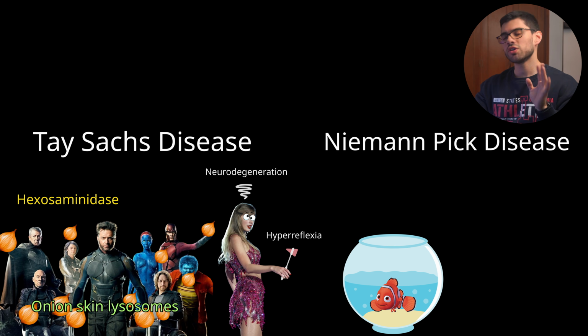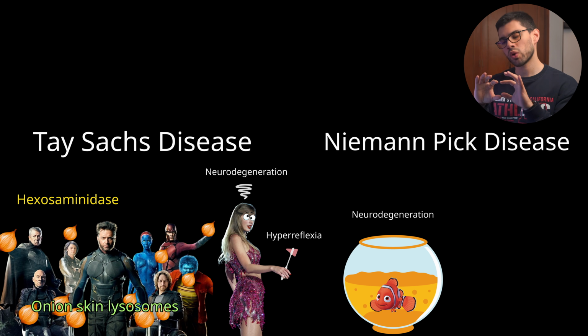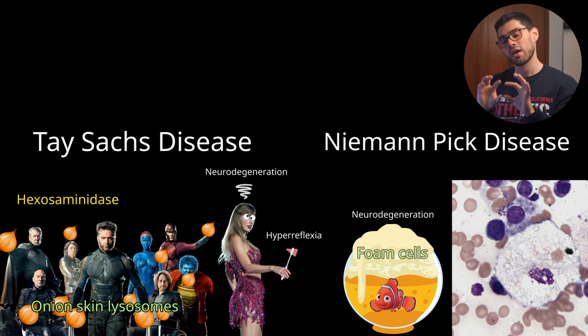It's easy, right? So just like Taylor Swift, he was also behaving a little bit weird because he was swimming in beer, you remember? So that's there to remind us that this disease also causes neurodegeneration, okay? And do you remember what was on the top of the fish tank? It was a layer of foam, right? The beer with a bunch of foam. That's there to remind us that in the biopsies of patients with Niemann-Pick, there are foam cells, which look like this, okay? And that is a very high yield concept, the foam cells. Foam cells are seen in Niemann-Pick disease.